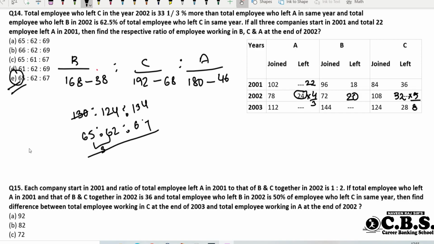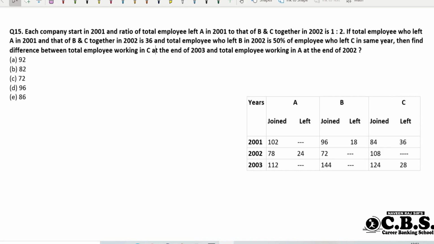Okay, so this is a completely comparative question regarding the previous values of A, B, C from 2001 to 2002. Get my point? So this is the way to answer the question. Let's go for the last question, the 15th question.